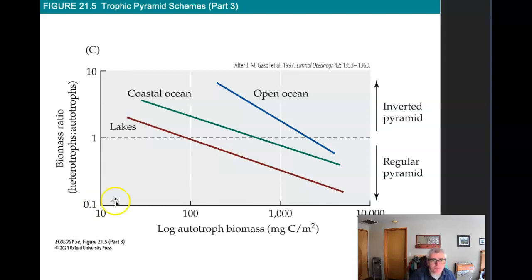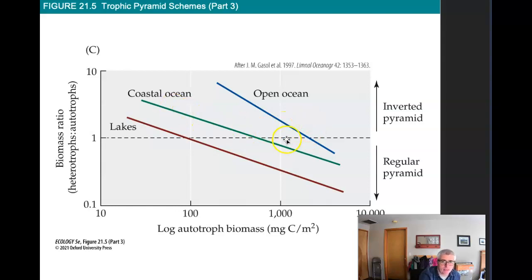And so what you can do is follow a single system, like let's look at lakes. If there's a low autotroph biomass, then you're more likely to have an inverted pyramid. If there's a high autotroph biomass, i.e. plankton, you're more likely to have a regular pyramid. And so it's most pronounced in the ocean, where the majority of the distribution in the open ocean is on the inverted pyramid scale.